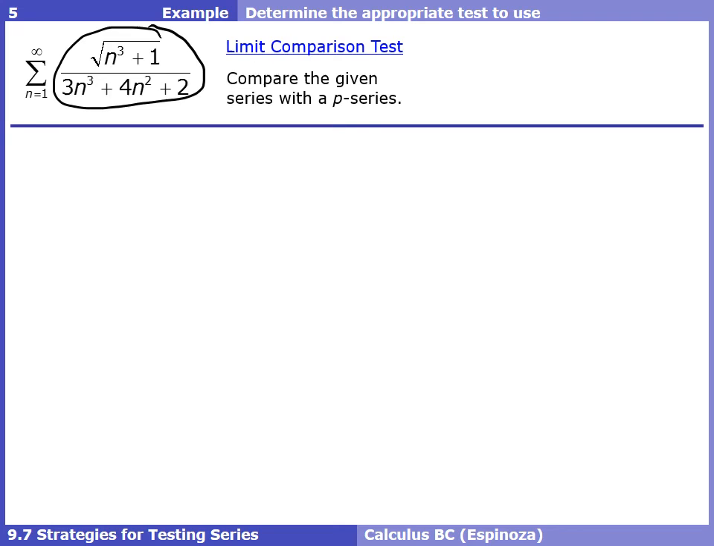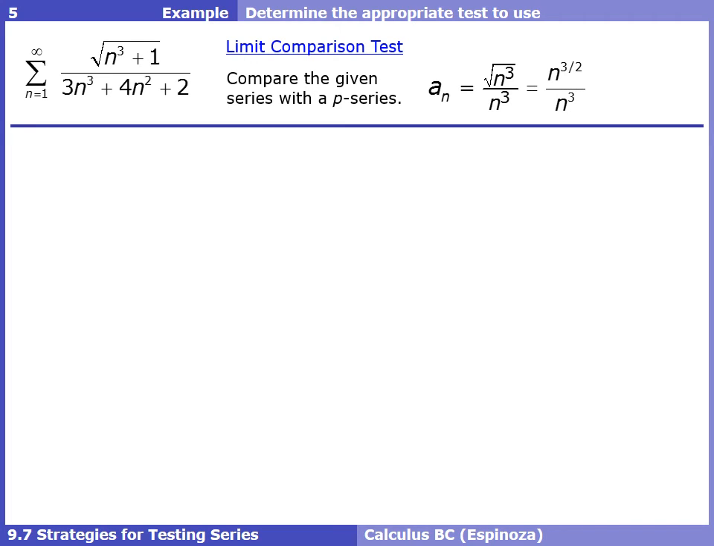Well, again, we need to kind of consider the things that matter out to infinity. In the top of this fraction, the plus 1 doesn't really matter under the square root. And of course, in the bottom, the biggest power is really all that matters. And multiplying by 3 really doesn't do much of anything to infinity. So really the essence of this infinite series over here is the square root of n cubed over n cubed. So we definitely need to try to simplify that to figure out what p-series this resembles.